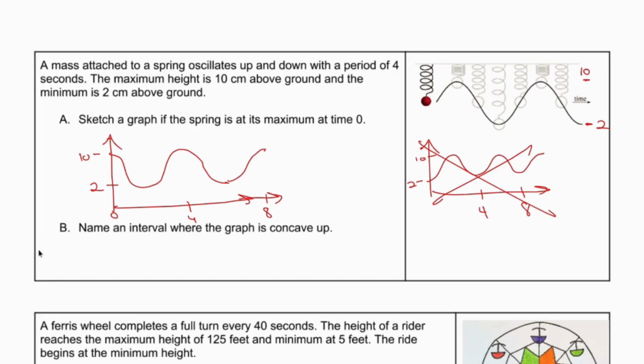Name an interval where the graph is concave up. All right, well, if this is going to oscillate perfectly, that would be an inflection point, and that would be an inflection point. So I'm going to assume that you're going to be 1, and I'm assuming that you're going to be 3. So an interval of 1, 3 should do the job. I could also do 5, 7. I could do an infinite amount. But that's just one interval where the graph is concave up.